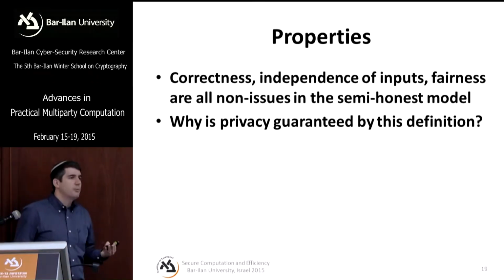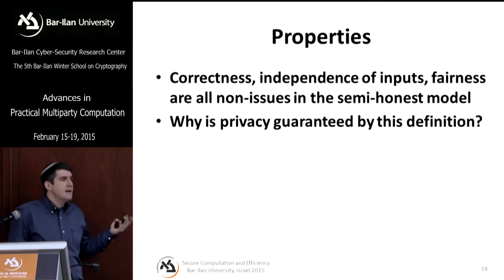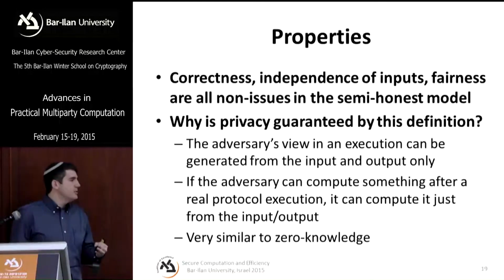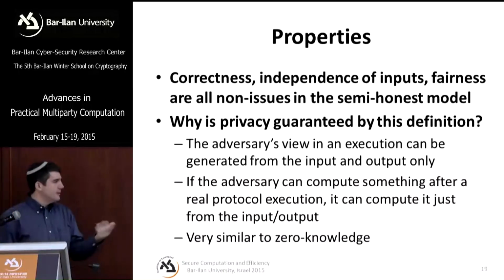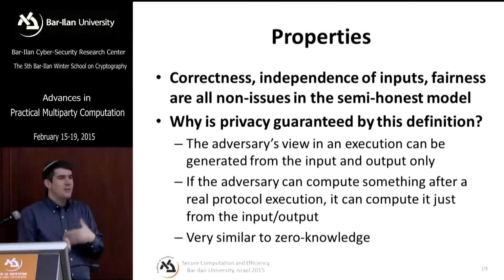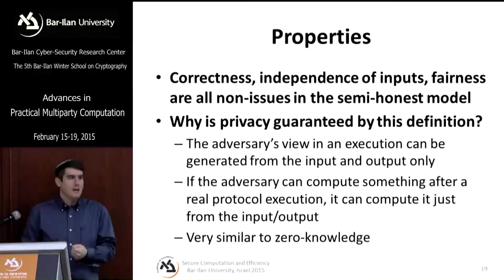But what about privacy? This is the main property we want from semi-honest. Why does this definition guarantee privacy? And the answer is as follows. The adversary's view in the execution can actually be generated by its input and output alone. So in the real world, the adversary runs this protocol together with someone else. That's the way they get the output, because the output actually depends on both parties' input. If they don't interact, there's no way they can get the output.